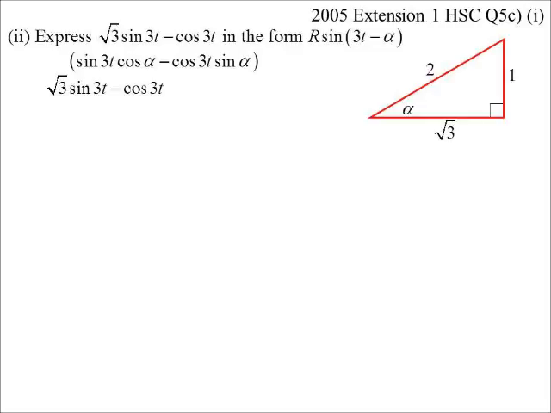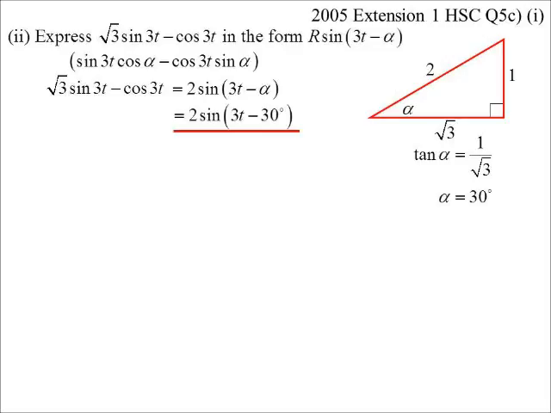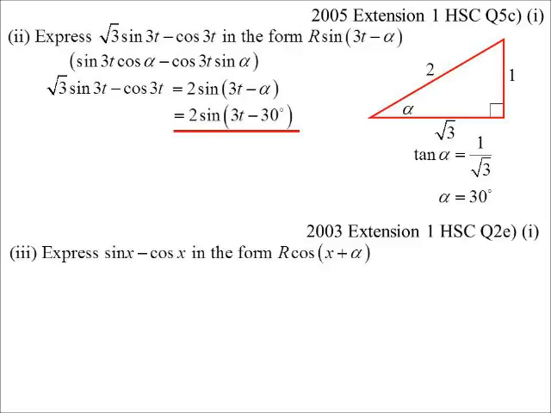So there's the triangle. The adjacent side will be root 3 because I want sine cos. So cos is associated with the root 3, adjacent is root 3. Cos sine, well in this case there's no number there, so it must have been a 1. So I put a 1 on the other side. A bit of Pythagoras gives 2, so there it is: 2 sine 3t minus alpha. Just got to work out what alpha is, of course. So I've worked out r. Alpha, oh, it's nice, it's an exact value, it's 30 degrees. There's the answer done. This one came from 2003.